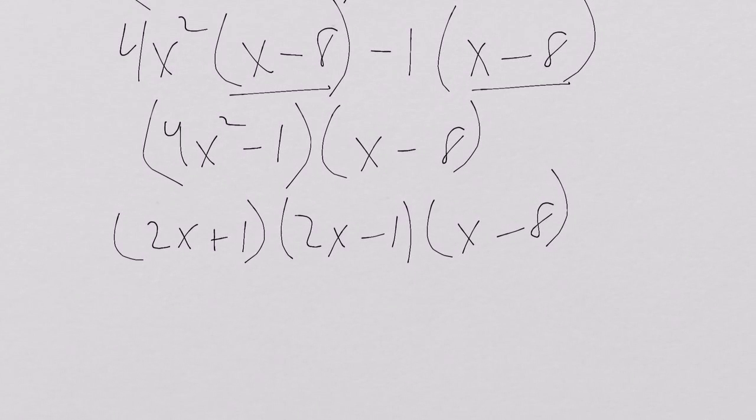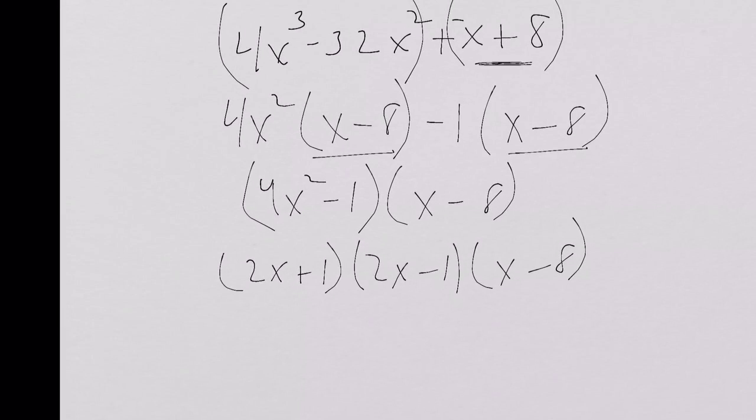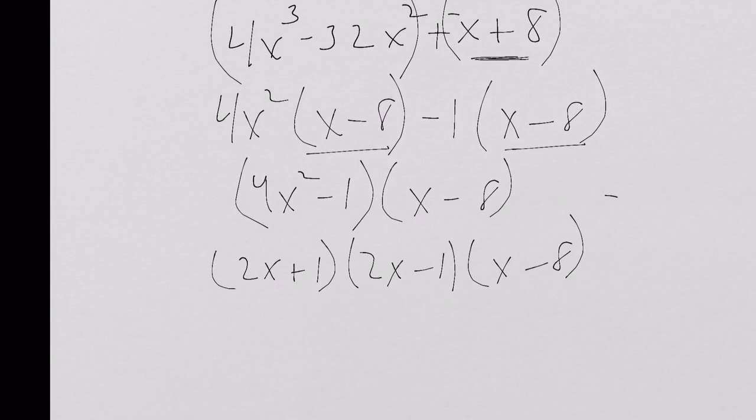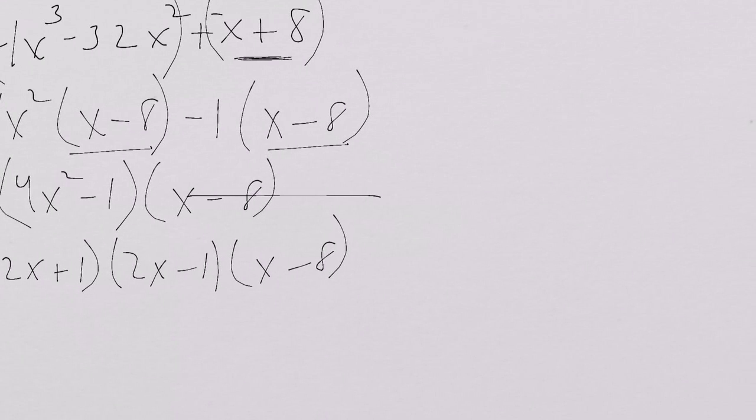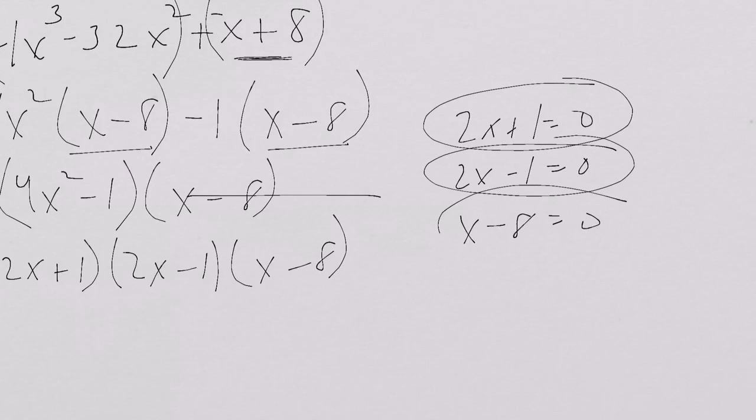Again, if I'm solving for these, I am setting them equal to 0. So now I could just set each piece equal to 0. So 2x plus 1 equals 0, 2x minus 1 equals 0, and x minus 8 equals 0. And that'll give us the solutions that we saw on Desmos of negative 1/2, positive 1/2, and positive 8.